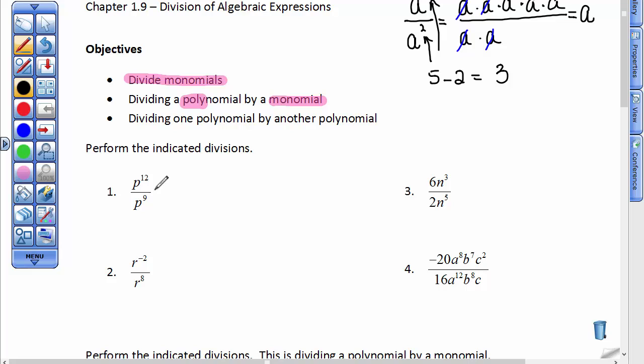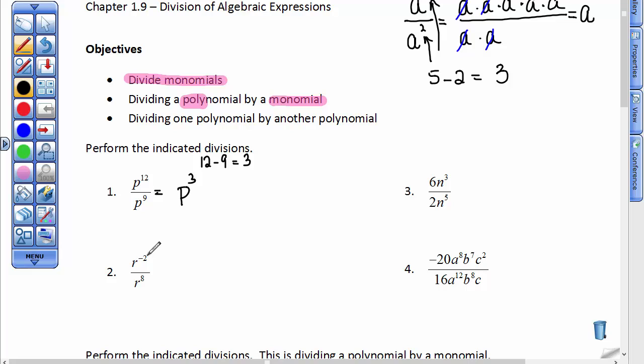So we go down here to number 12, and we think of this. We don't write it out 12 times, the letter p. We just say, well, 12 minus 9 is a value of 3. So this expression reduces to p to the third power, and that's upstairs. This next one, I want you to see that when you divide, you subtract.